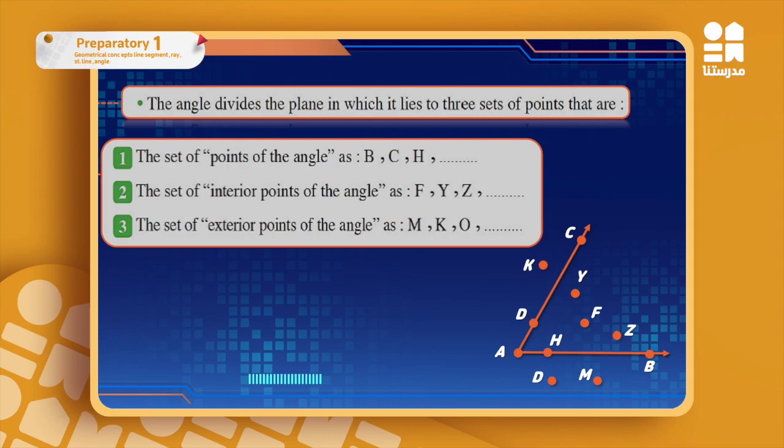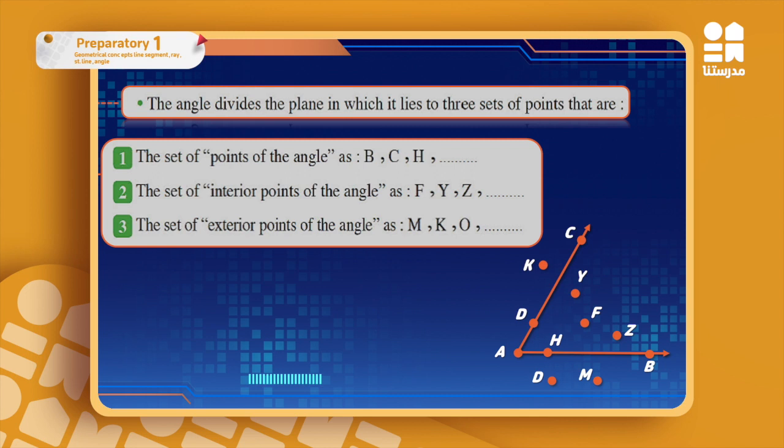The angle divides the plane in which it lies into three sets of points. Number one, the set of points of the angle, as B, C, and H. All of them are on the sides. Then the set of interior points. From its name, interior means inside the angle. For example, F is inside the angle YZ. Then the third, the set of exterior points of the angle, as M, K, O. All of them are outside the angle.